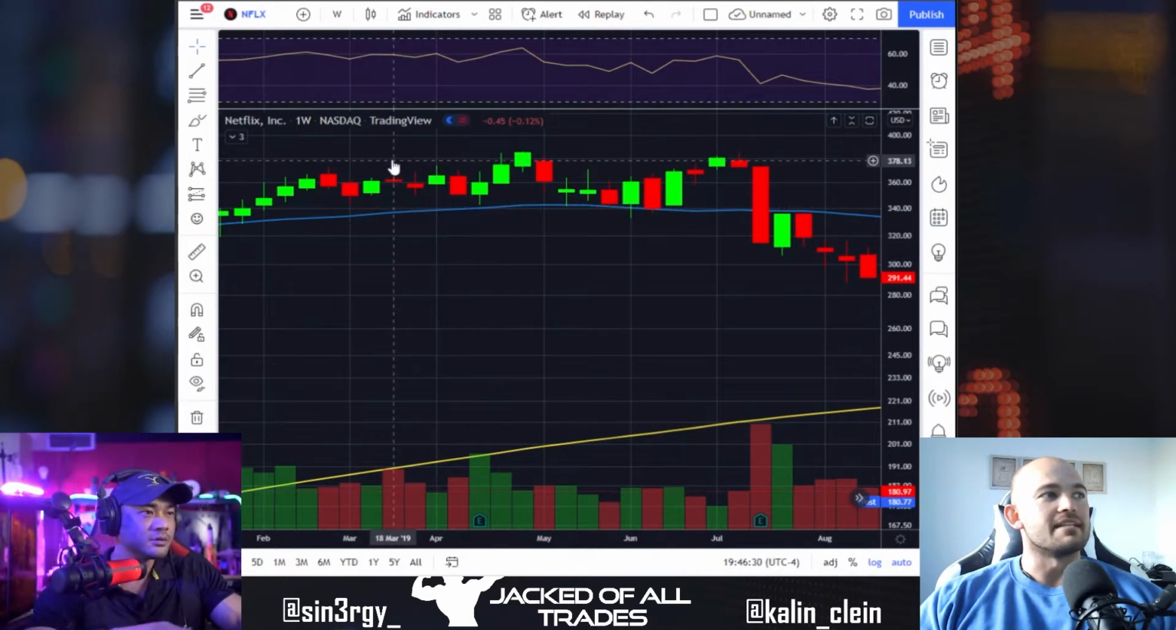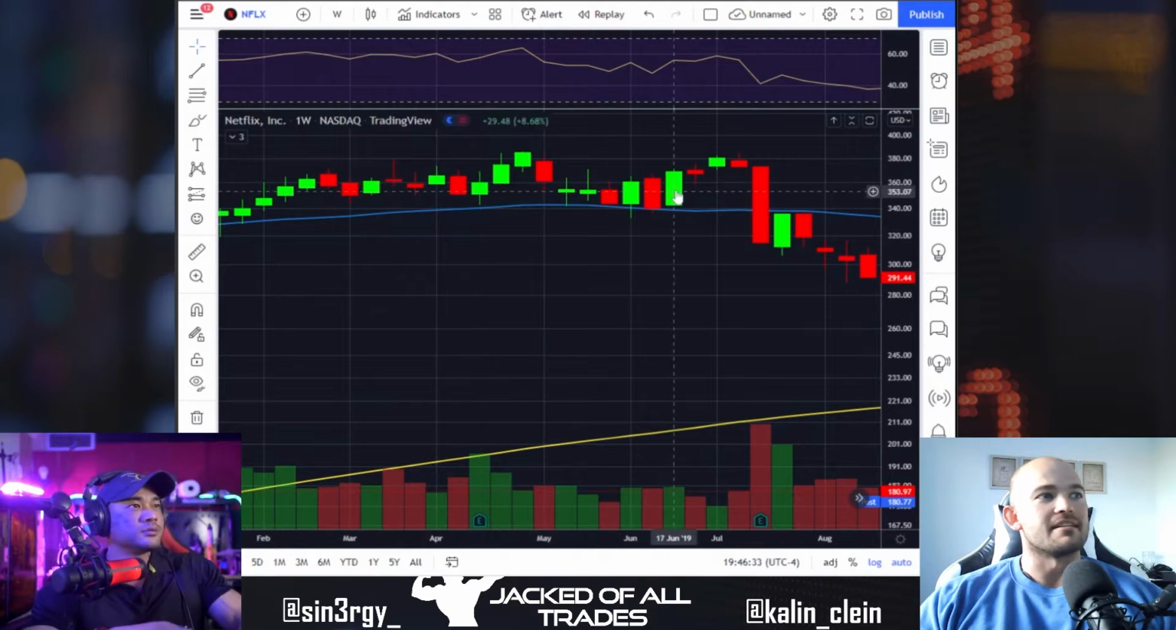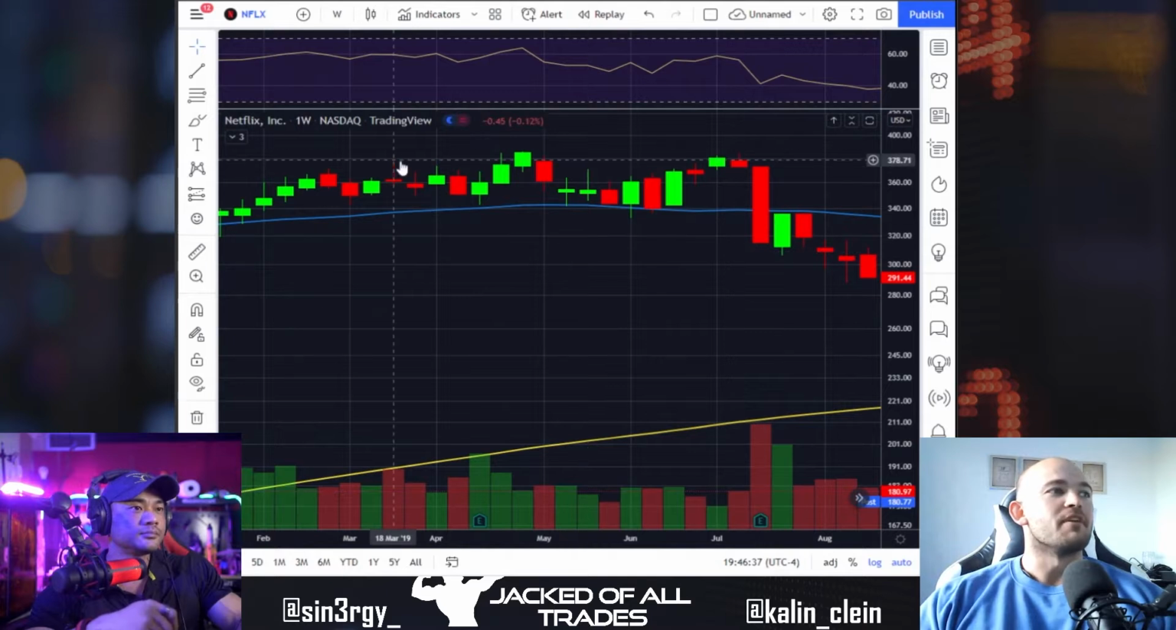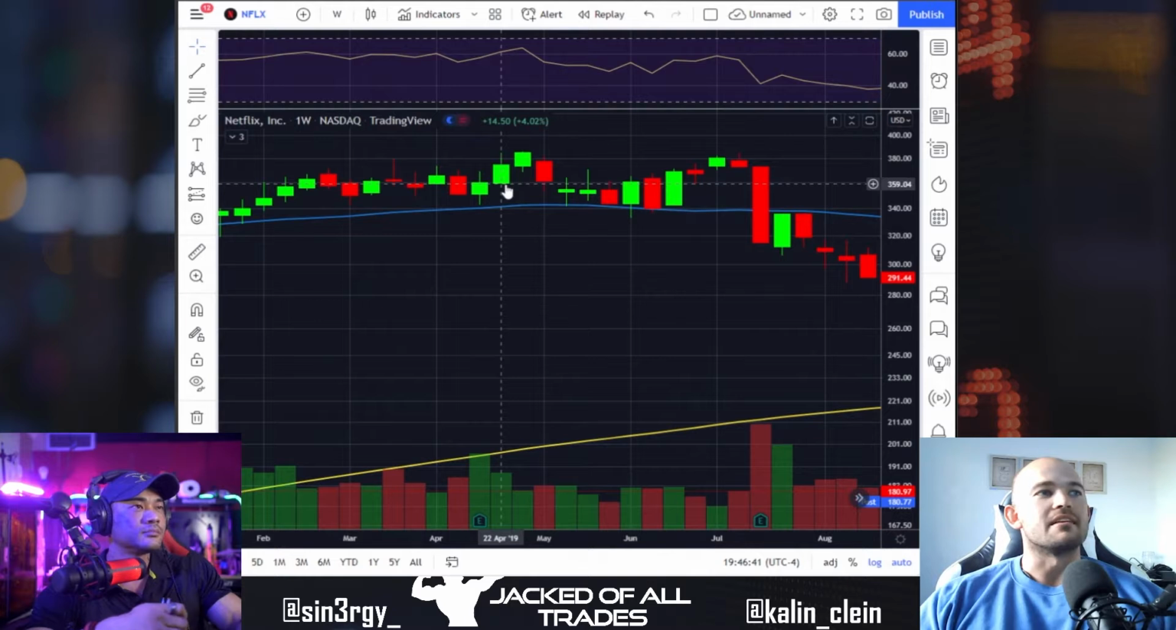It hits here and then it hits there and then it hits and it hits and it hits. It just bounces back and forth between those channels. So if you're trading these levels, why would I want to be getting in a trade at 360, long or short? You're dead center in the middle of that range. That's just not a good place to get into the trade.